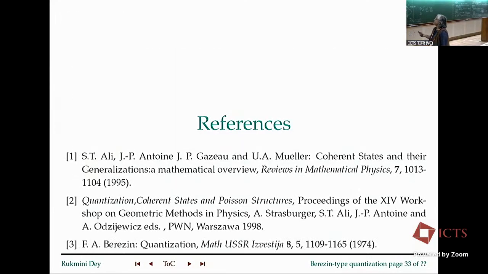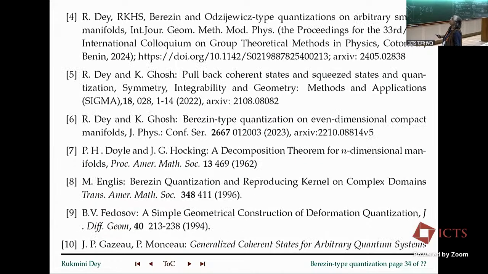And okay, I didn't show the references. These are some references for Poisson structure. And then this is the seminal work of Berezin. I also worked on Odzievich's. So this is reproducing kernel Hilbert spaces, Berezin and Odzievich. And then I had a few papers with Kohinoor Ghosh. And then there are some topological papers which I have cited here because of the cell decomposition. And this is Fedosov's seminal work.